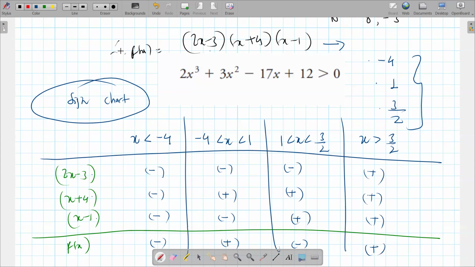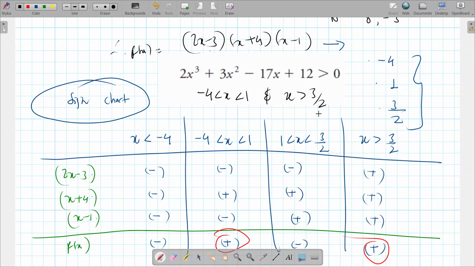Now to answer the question, when is f of x greater than 0? That means when is it positive? Now you look at your signs. It's positive here and here. Therefore, the answer to the question is this interval and this interval. So for the final answer, it's negative 4 less than x less than 1, and x is greater than 3 over 2. In these two intervals, our f of x is greater than 0. And that's the end of the question.